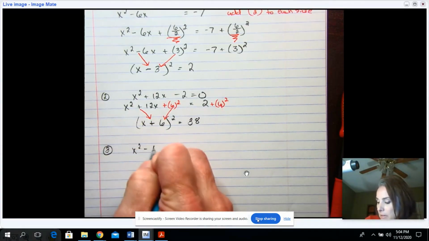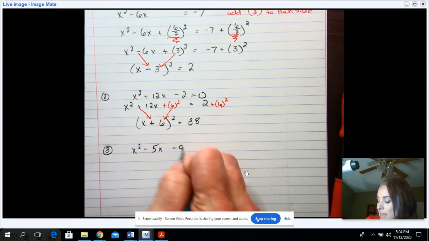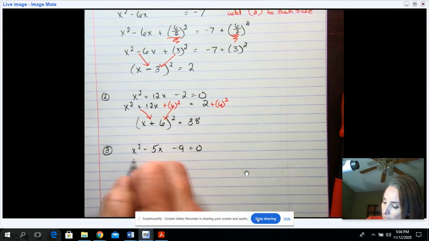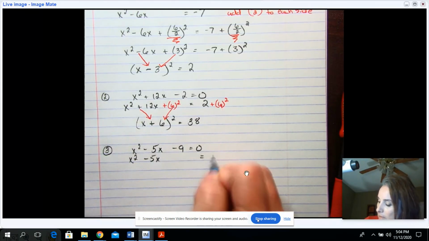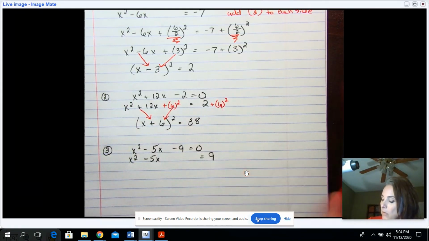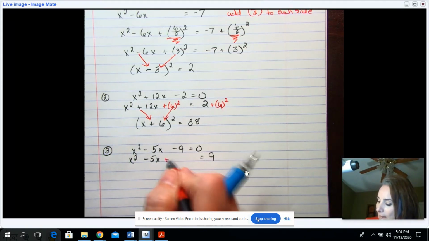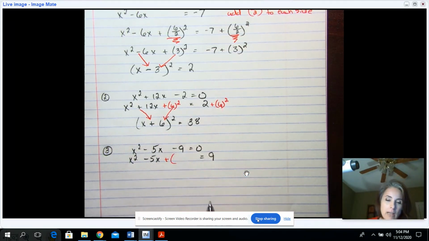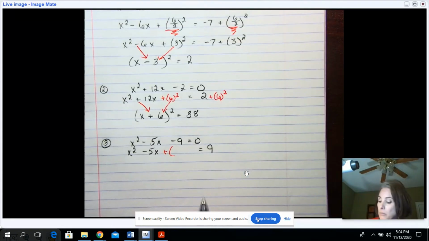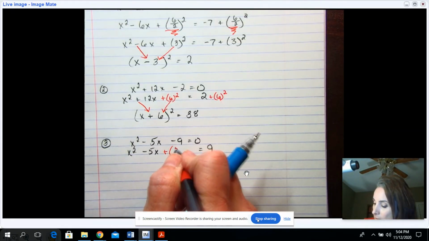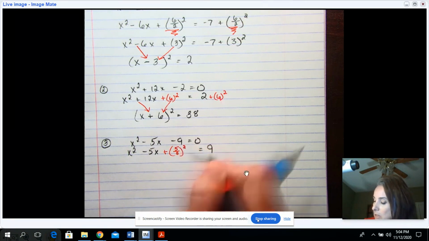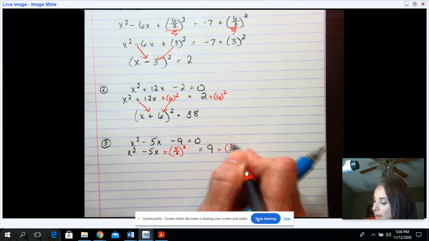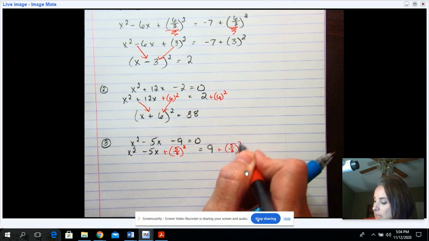Let's do another one. x squared minus 5x minus 9 equals 0. Separate your x's. Put your constant on the other side. Now watch this one. We are going to add half of 5. I don't want to write 2.5. You don't want decimals. So we'll just write half of 5. It doesn't reduce. So half of 5, quantity squared, to each side. 5 halves quantity squared to each side.